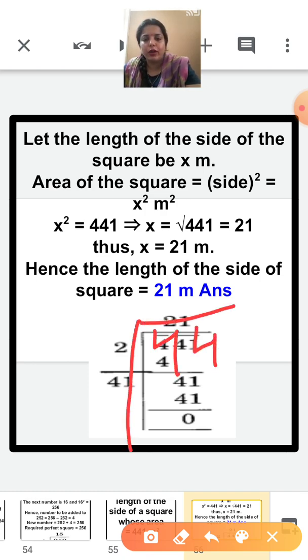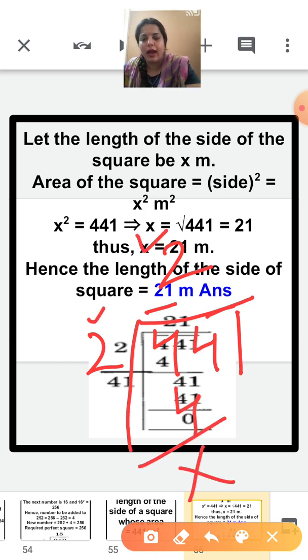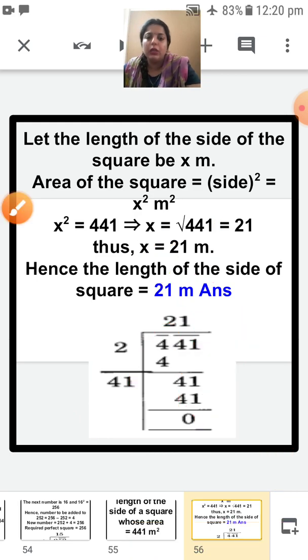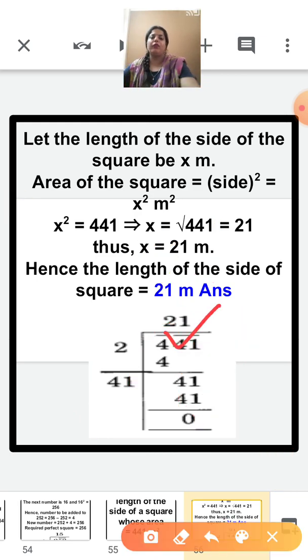You can keep 441 like this. Now again make pairs. 4 is one pair, 41 is one pair. So 2 2s are 4. You are getting 0 here, so this 2 and this 2 added together give you 4. Now this 41 comes down like this. What you put here so that you can get 41, obviously 1. So 41 into 1 gives you 41. So put 1 here also, 41. So everything is sorted out. You are getting 21 at the end. So 21 meter is the side of the square. Okay, in this way you can solve this question.